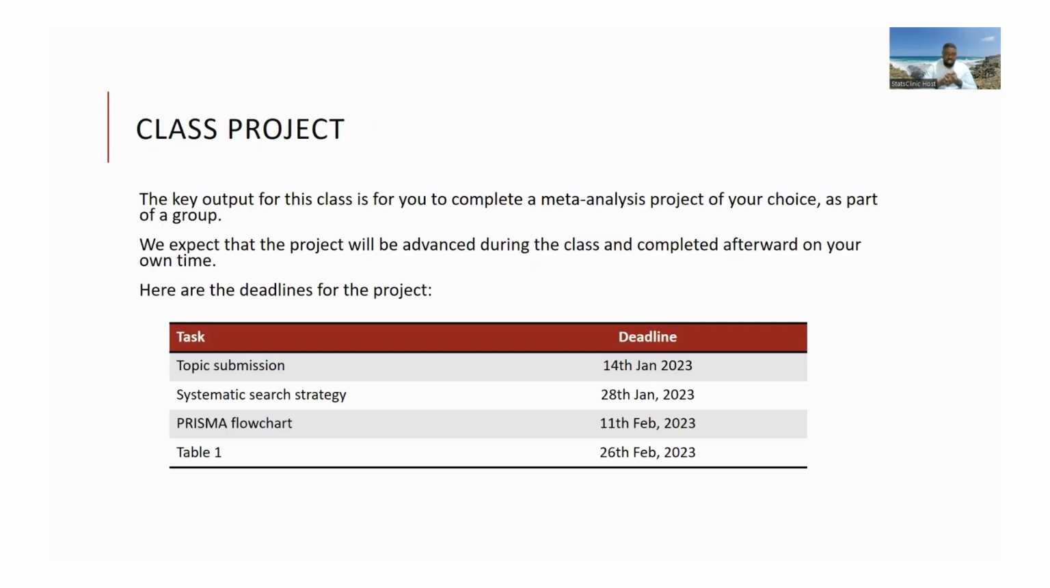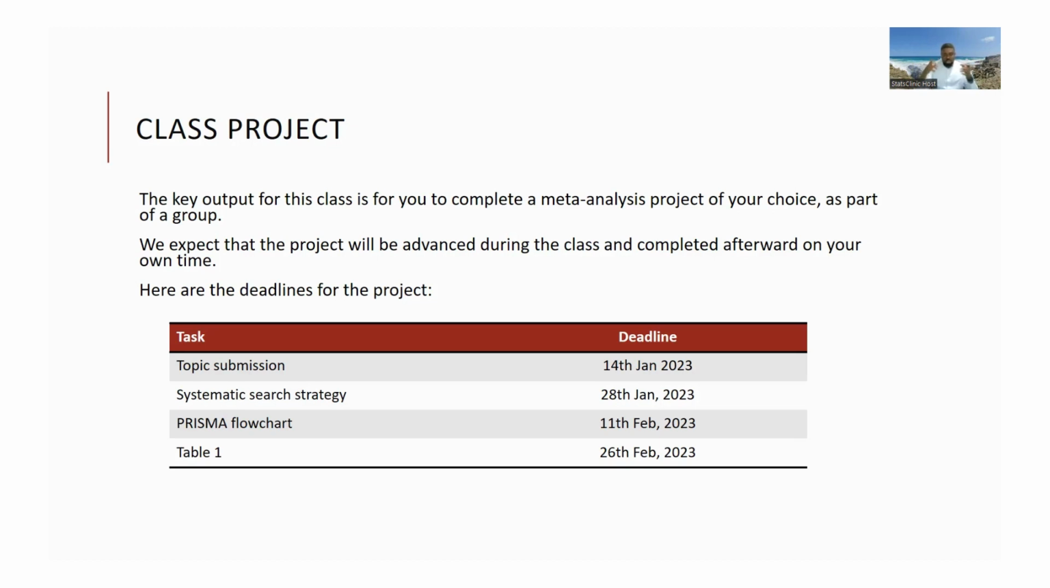I talked about the class project. The class project is the key output for this class, and we are hoping that you will complete the project. Much of it you'll complete during the class, and then take it forward after the class. So we have set some deadlines to help you move this project forward. And the first thing will be to form groups. So on the 14th of January 2023, we are hoping that you would have formed groups and selected a topic. So that's a very ambitious deadline that we have for you in 2 weeks from when the class starts.